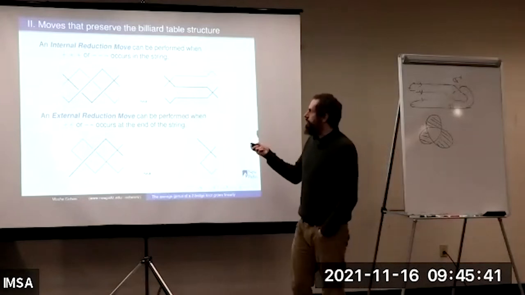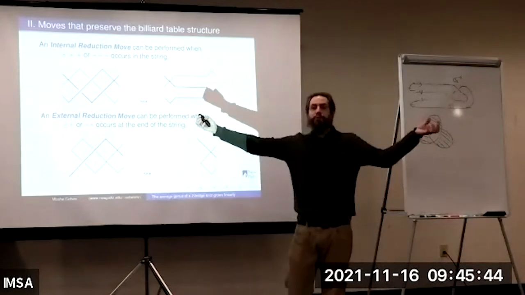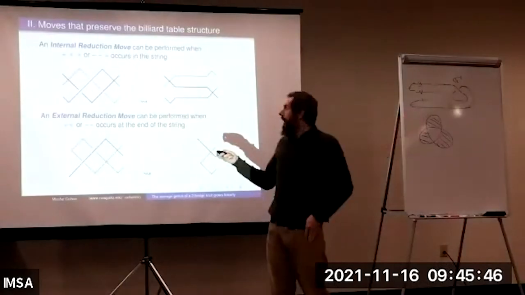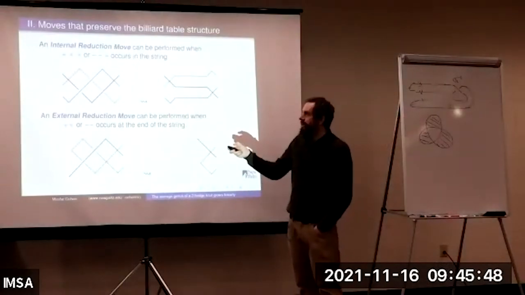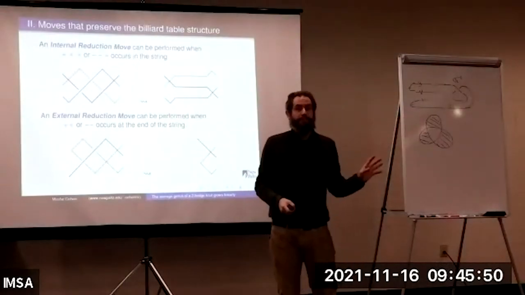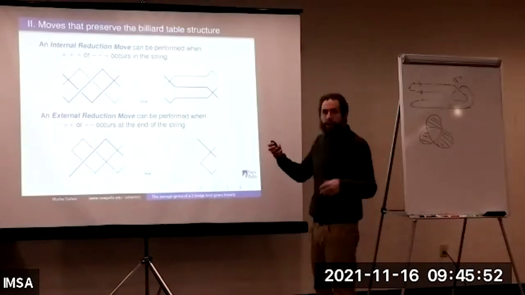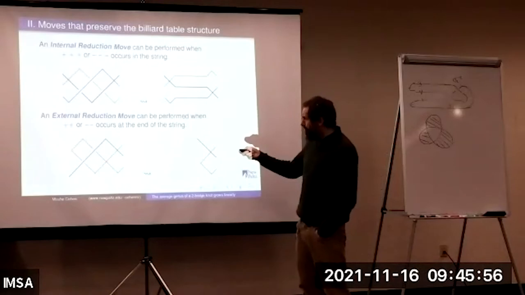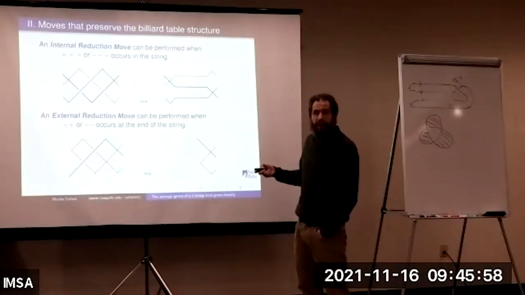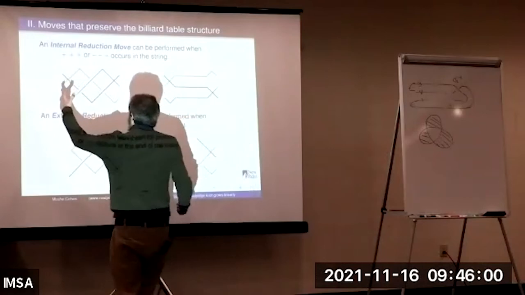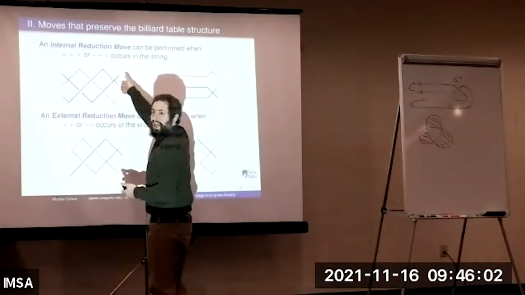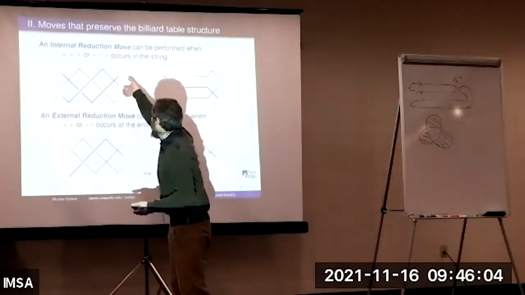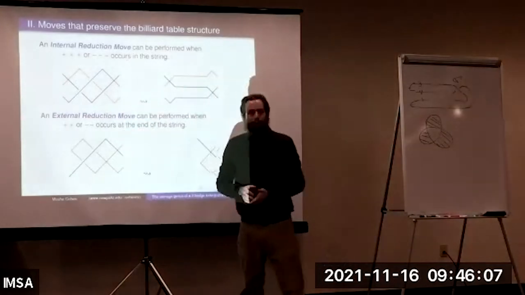An internal reduction move, I call it, because it can happen anywhere in my string. If I have 3 pluses in a row or 3 minuses in a row, I just delete that. So no triples are going to be allowed once I take this reduced word. So here's the picture, plus, plus, and plus. I want you to take your left hand over here and your right hand over here, and I want you to just pull this down and forward.